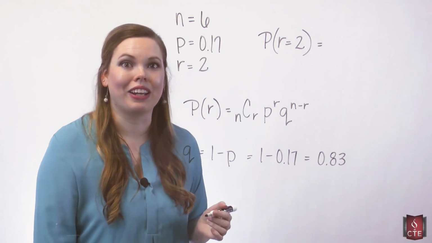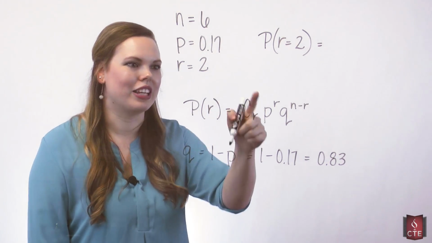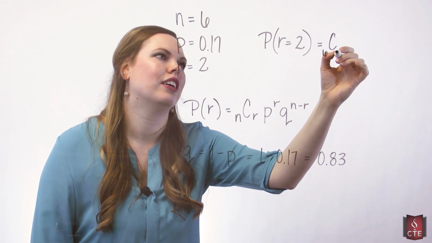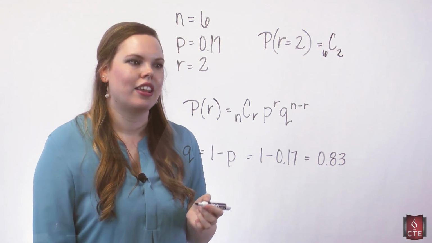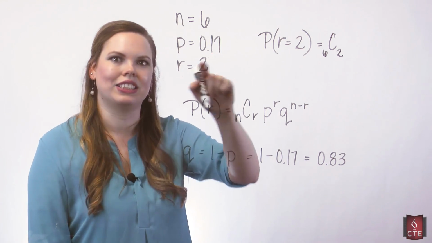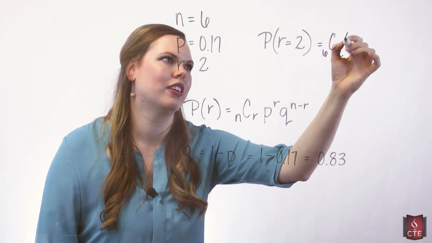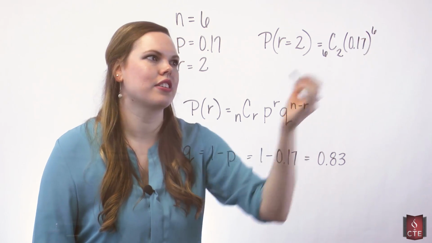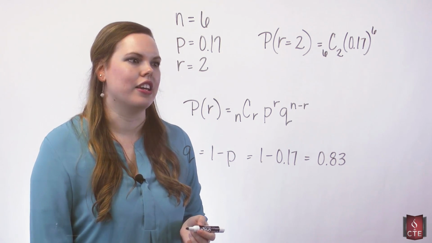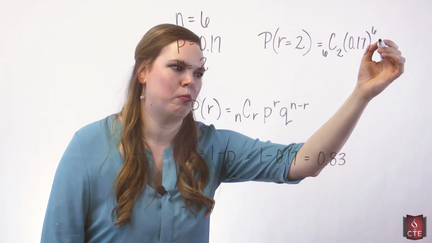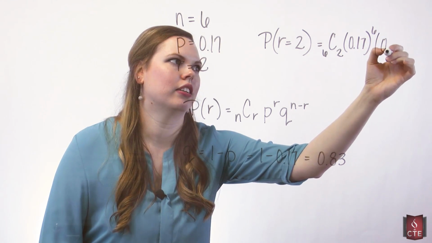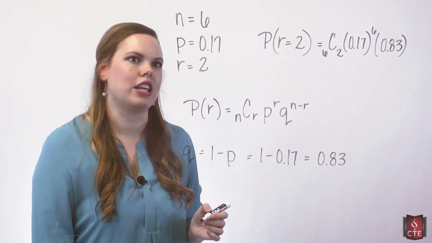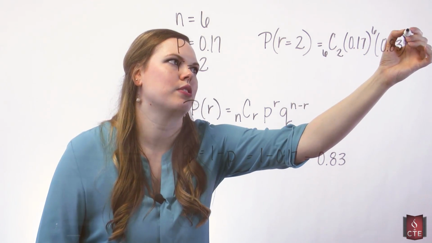Okay, so let's just plug it into the formula. We'll start with nCr. Our n is 6. Our r is 2. Then we have p with probability of success, we know is 0.17 to the r, which is 2. And then q, 0.83 to the n minus r, 6 minus 2.